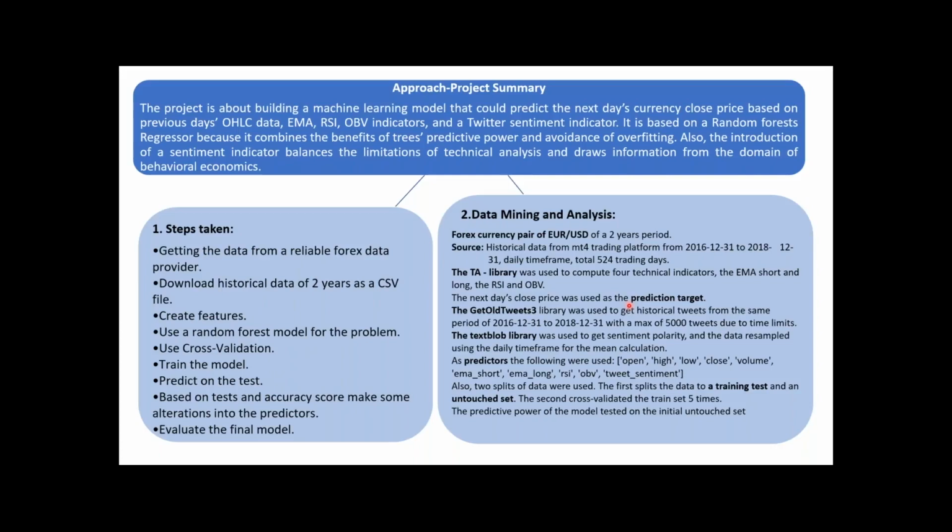I also used the GetOldTweets3 library to get historical tweets from the same period of 2016 to 2018, with a max of 5,000 tweets due to time limits. Also, the TextBlob library was used to get sentiment polarity, and the data was resampled to the daily time frame using the mean. As predictors, the following were used: open, high, low, close, volume, EMA short, EMA long, RSI, on-balance volume, tweets, sentiment.